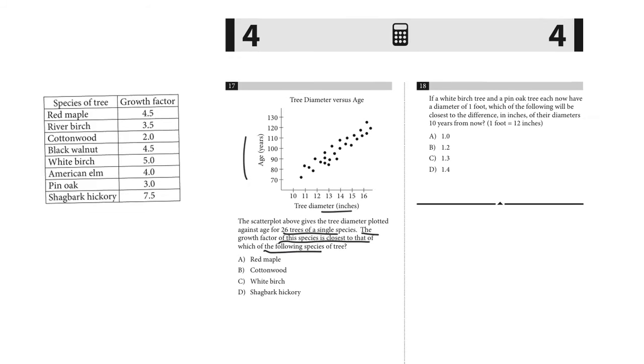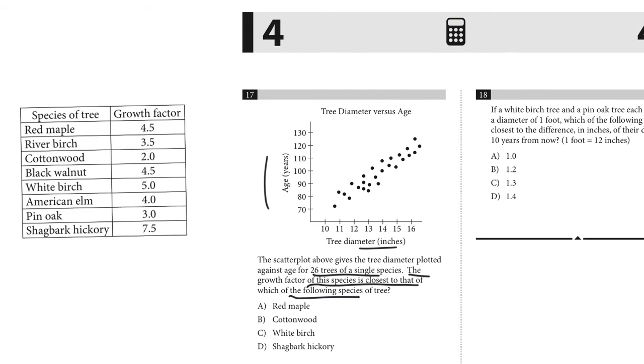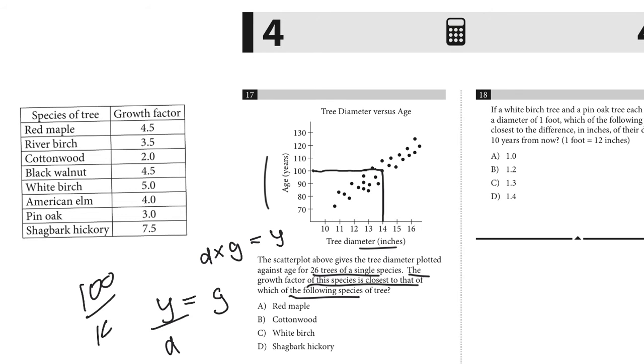So the growth factor and age, right? Diameter times growth factor would give us the number of years. We don't have the growth factor, so the number of years divided by the diameter should be the growth factor. Let's look at one of these. For about 100 we have 14, right? So 1400 divided by 14 should give us 7.14. We'll need to look at a few more actually.